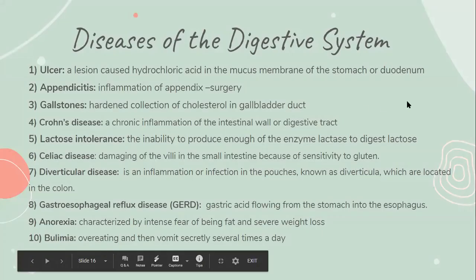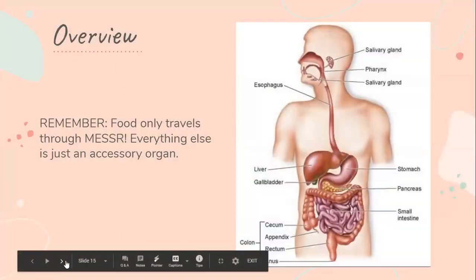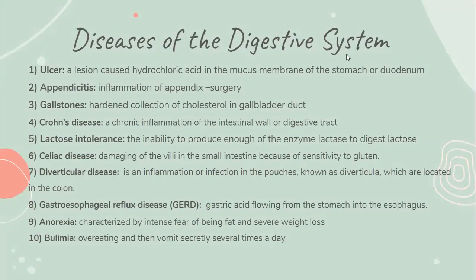I just want you guys to see how many diseases of the digestive system there are. I never really thought there were this many, but after doing some research, it's interesting to see everything. So you might have heard of ulcers, which is a lesion caused by hydrochloric acid in the mucous membrane of your stomach or duodenum. So either in your small intestine or stomach, it's a lesion.